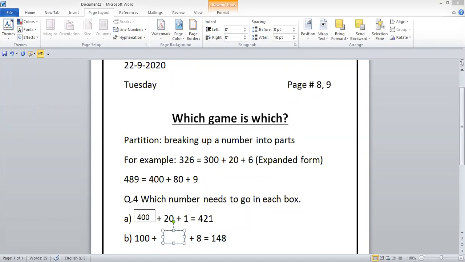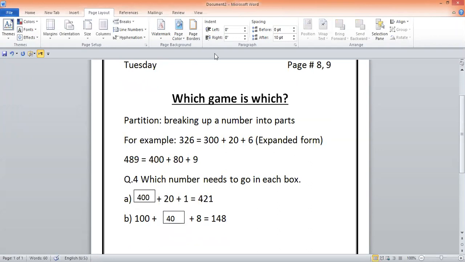Yes, sir. Okay, Ahmed, what number should I write here? 100 plus dash plus 40. Why? Because four is on the tens place and its value is 40. The value of 4 is 40 here. Very good.